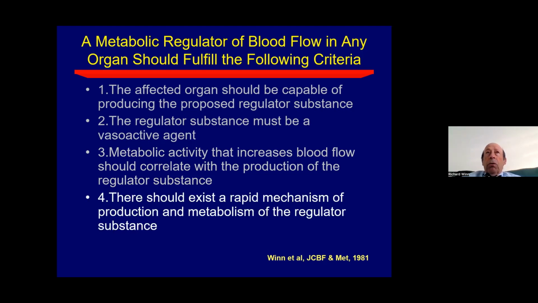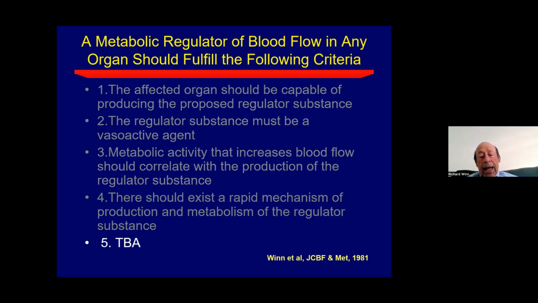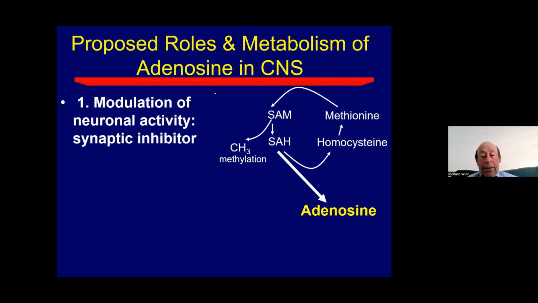And conversely, when flow goes down after a challenge, you need to see that that metabolic regulator then also decreases and not persists. Otherwise, if it's the regulator of flow, flow would continue to remain elevated. And there's a fifth criteria that we proposed back in 81, which I'll get back to, but it's really the key factor. So what about adenosine?